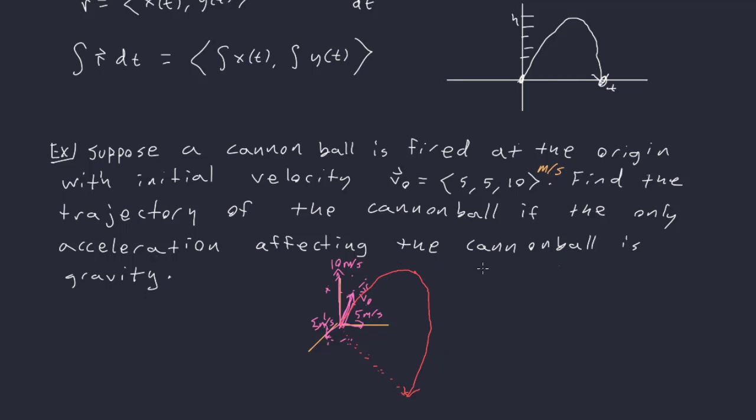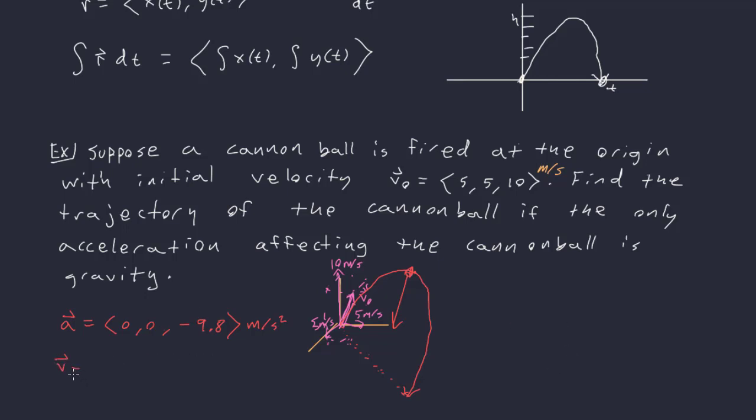Okay, so if the only acceleration affecting the cannonball is gravity, that tells us that our acceleration vector should be 0, 0, negative 9.8, and this would be in meters per second squared, right? Because if we have no other acceleration, gravity is only going to be affecting the cannonball by pulling down in the negative z direction, if we are assuming, and we are, that the xy plane is the ground and z is our vertical axis.